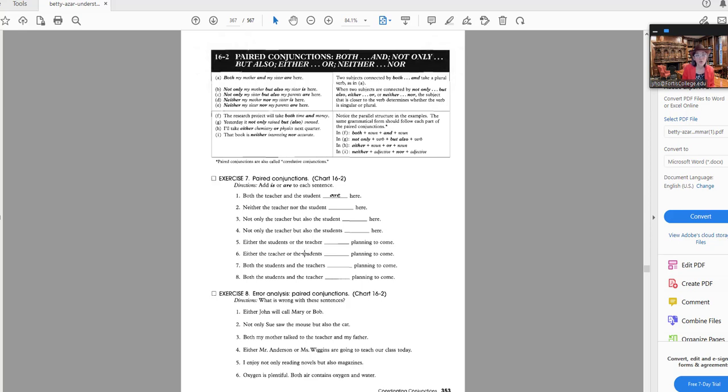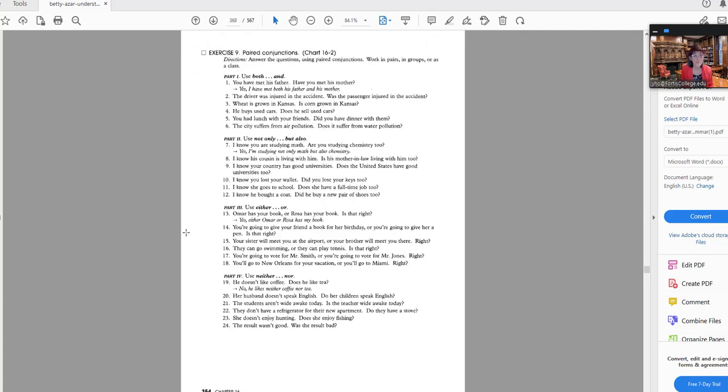Either the teacher or the students are planning to come. Both the students and the teachers are planning to come. Both the teachers, both the students and the teacher are planning to come. Okay, so that takes a little bit of practice, but you'll get the hang of it.